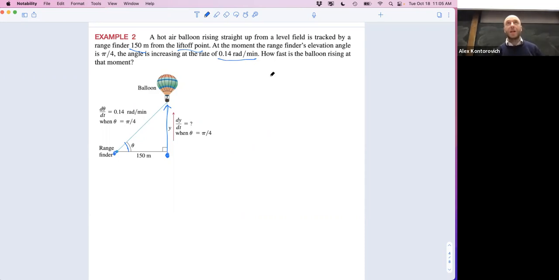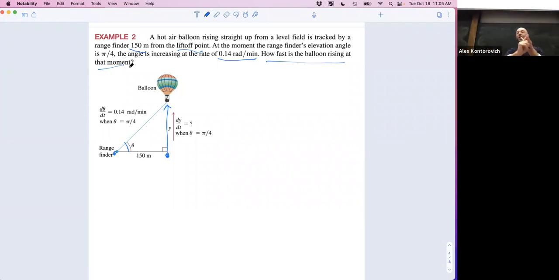And the question is, how fast is the balloon rising at that moment? Any ideas? We have to find y by doing 150 times 10 times 4.